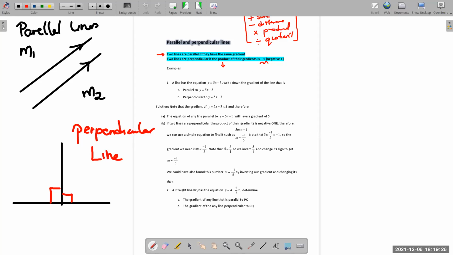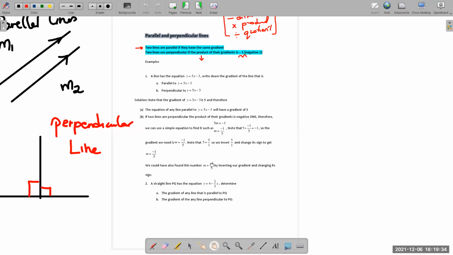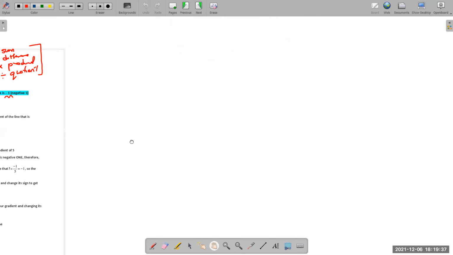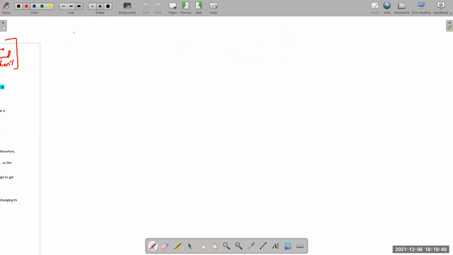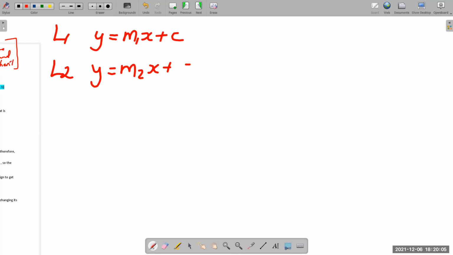So let's get straight into it now. As I was saying, we're going to write down a different version of the same notes, almost like a summary version of what we have here. All right, you see we're working a lot better now. Okay, so let's look at parallel lines. Let's say we have the equation of a straight line, y equals m1x plus c. So this is line one. And line two would be y equals m2x plus c.